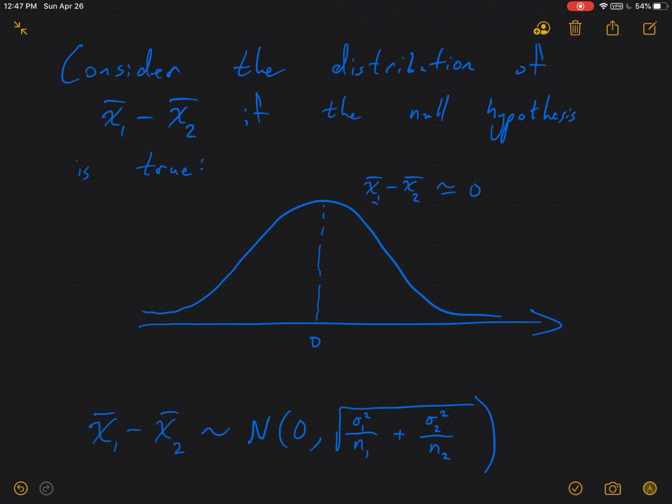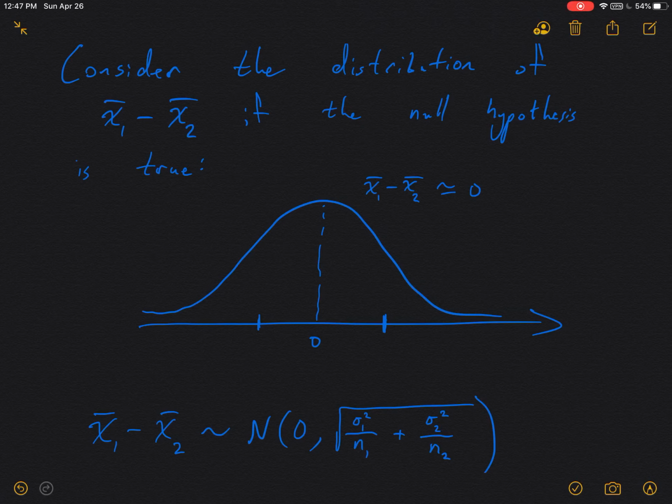In other words, if this is estimating a quantity that's exactly the same as the quantity that this is also estimating, so if x1 and x2 are clustered around the same point, then this should be distributed around 0. Now, obviously, because we're picking random samples, we're not going to get samples whose means match exactly. So sometimes I might get that x1 bar is a little bigger than x2 bar, and sometimes I might get that x1 bar is a little bit smaller than x2 bar.